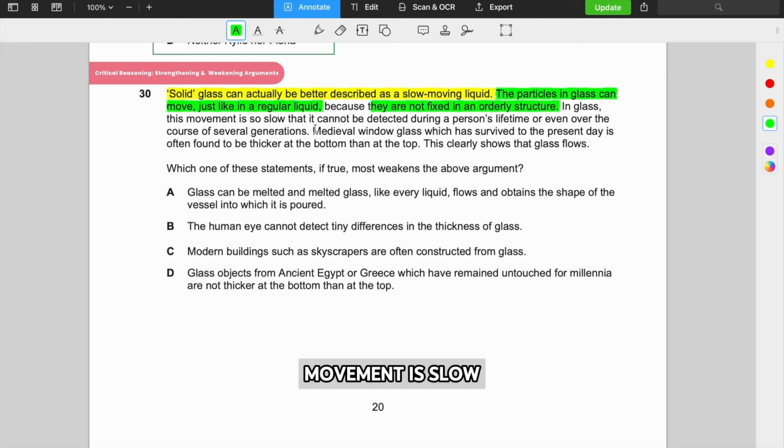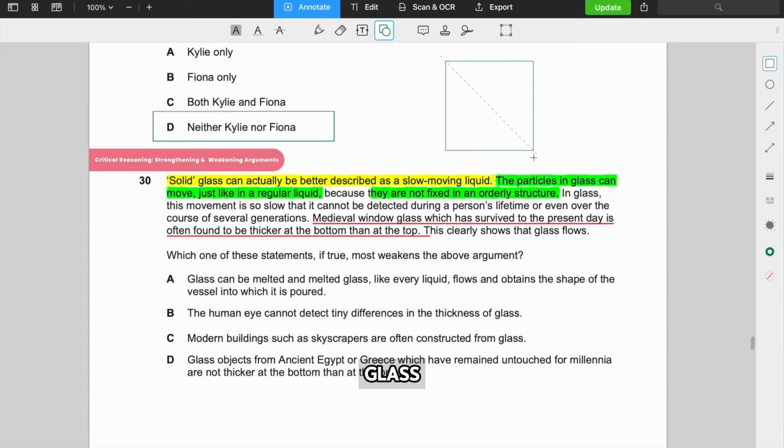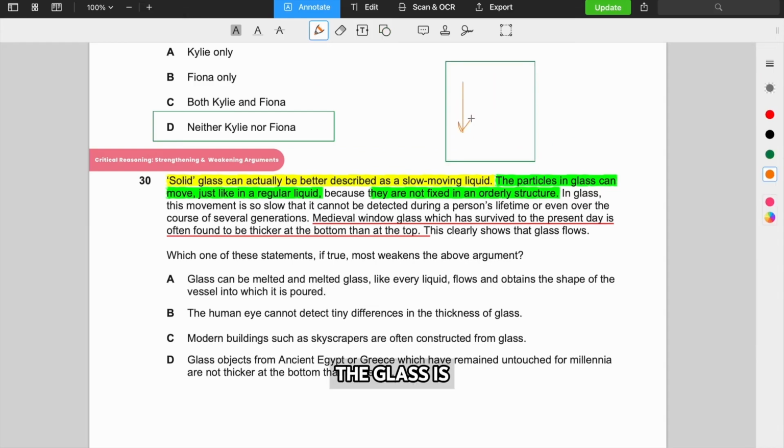In glass, this movement is slow, so it cannot be detected during a person's lifetime or even over the course of several generations. Okay, and then one of the examples they've given to support this is medieval window glass, which has survived to the present day and is often found to be thicker at the bottom than at the top. So what they're saying is that the glass is flowing because it's apparently a slow-moving liquid, and therefore the bottom is thicker than the top. Okay, so this validates that glass is basically liquid, okay?